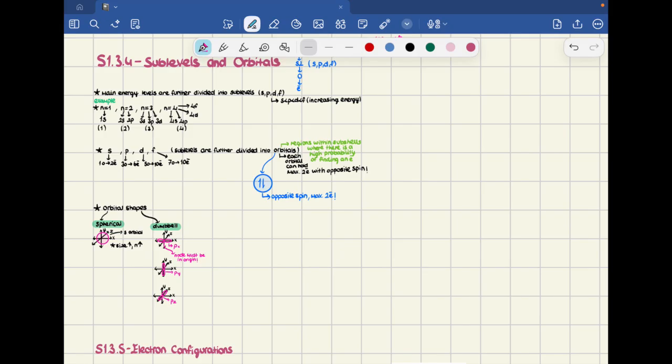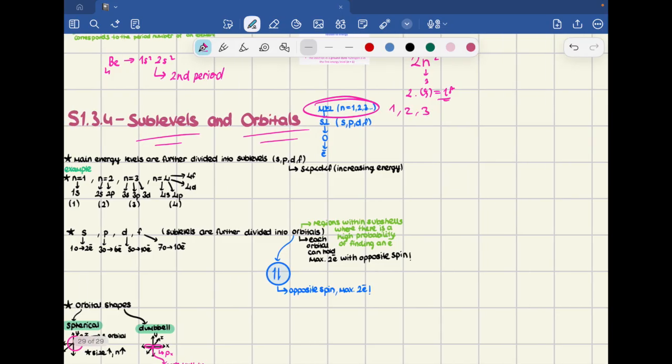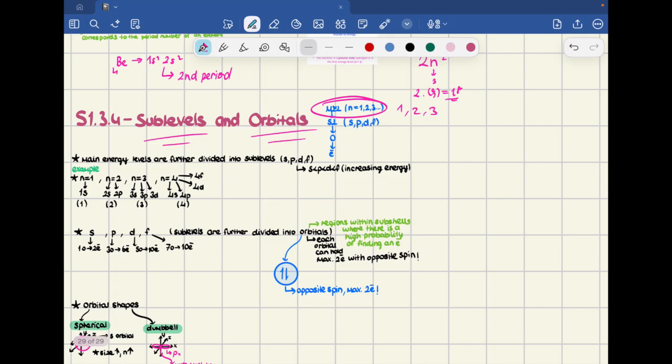Okay, so now that we have talked about main energy levels, we can move on to sublevels and orbitals. Main energy levels are kind of like the emperor, right? They can be 1, 2, or 3, but they are actually further divided into sublevels, and these sublevels can be S, P, D, or F depending on their shape.